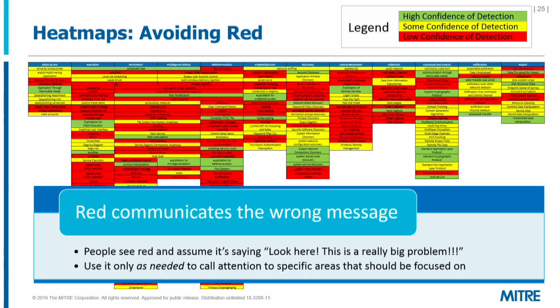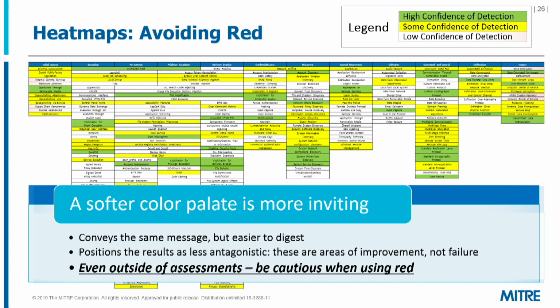People see red and they assume it's saying, look here, this is a crisis, this is a huge problem, the sky is falling. If you're going to use red, only use it as needed, when it really is a big problem. Instead, try to use a softer color palette. It conveys the same kind of message but it's a lot easier for people to digest.